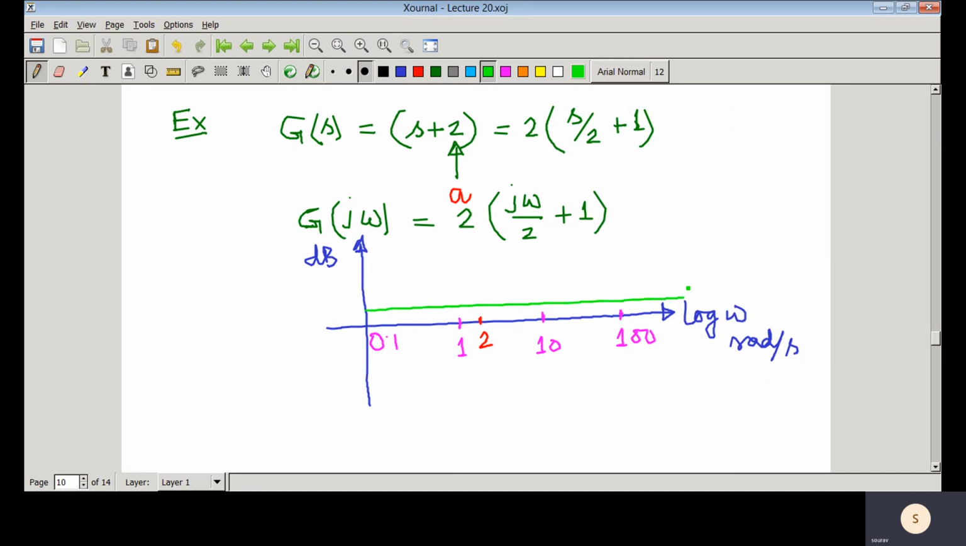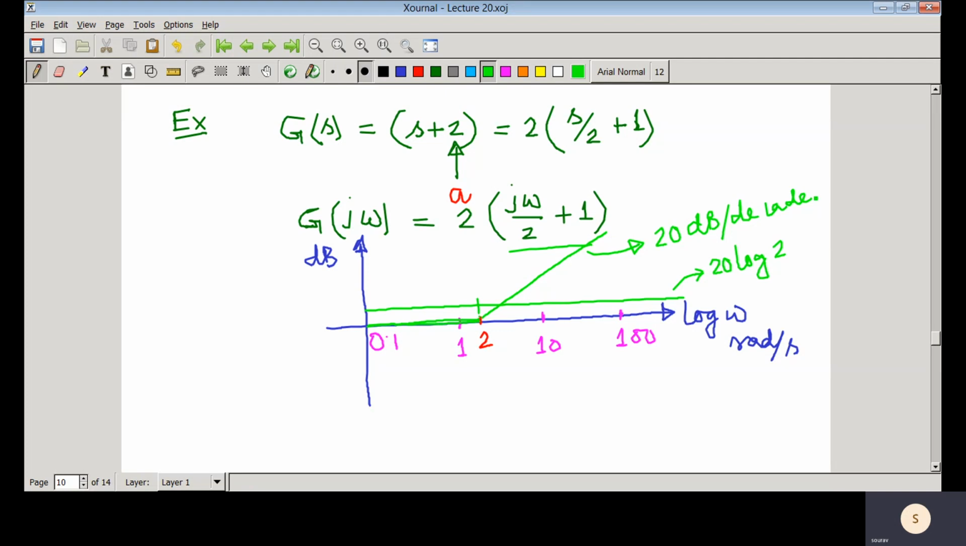So this value is actually 20 log 2, and the corner frequency is here, because for this particular term the asymptotes are as follows. From 0.1 to 2 it remains 0, and here there would be a slope, this slope is 20 dB per decade. So do not forget to write these slopes and the corner frequency.